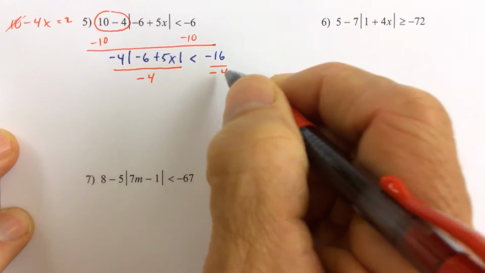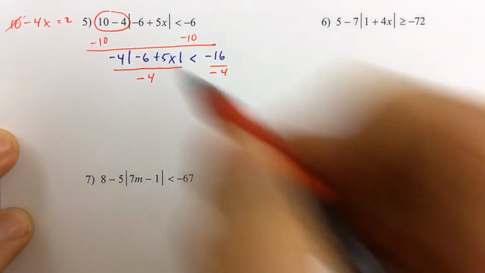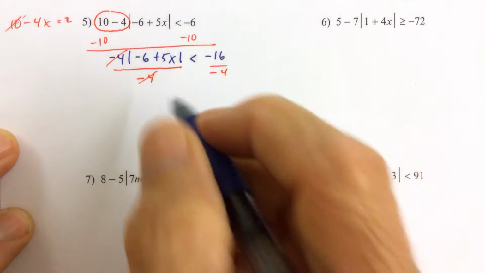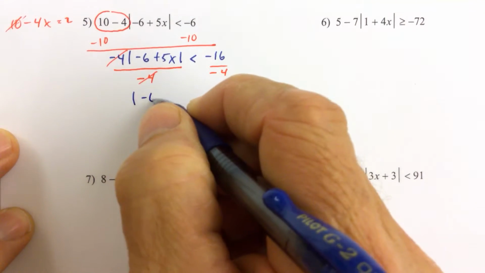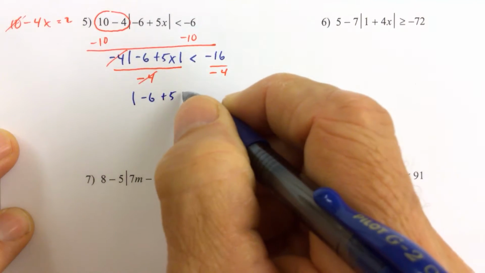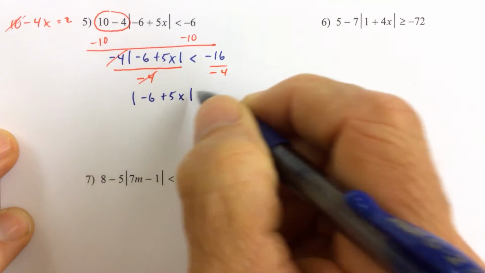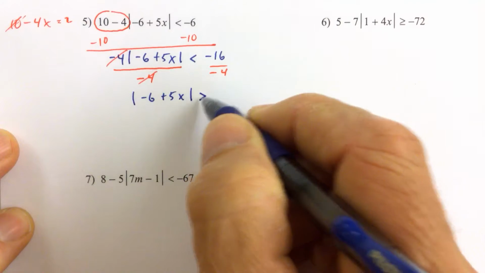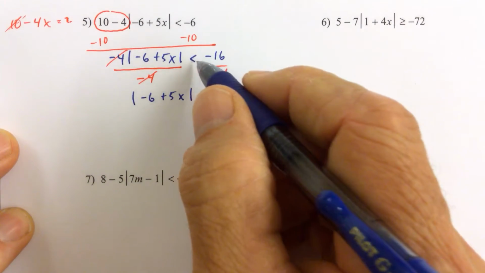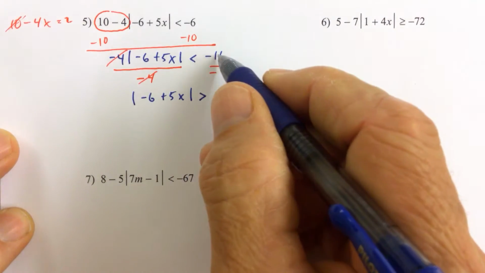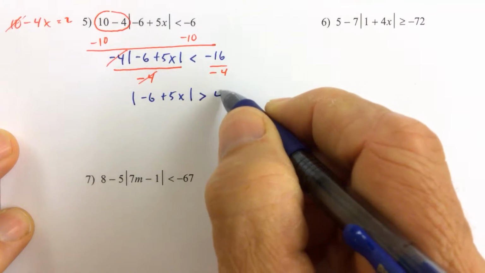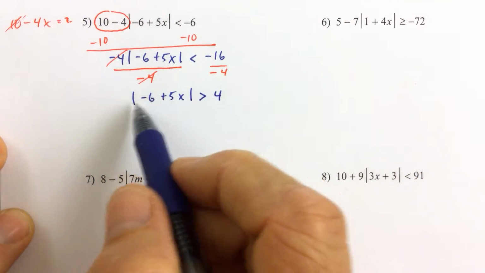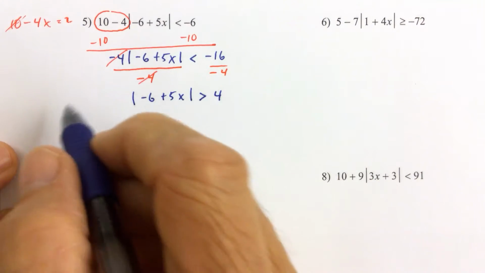We want to isolate the absolute value. Dividing both sides by negative 4, we have to remember we've got an inequality, so we're going to be changing the direction. So we have negative 6 plus 5x in absolute value bars. We divided by negative 4, so we're going to switch the sign, flip the inequality symbol. Negative 16 divided by negative 4 is a positive 4. So this gives us an absolute value inequality that we know how to solve.